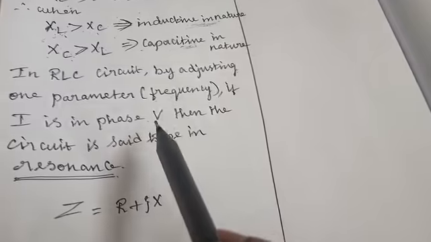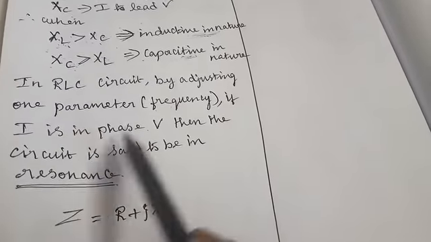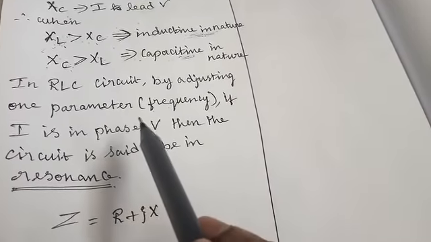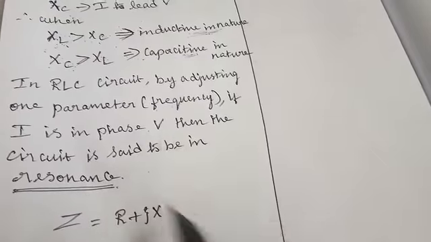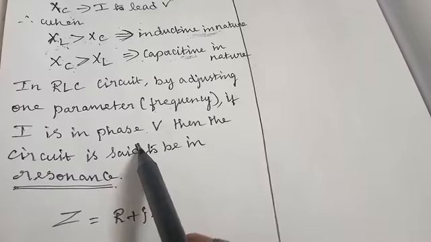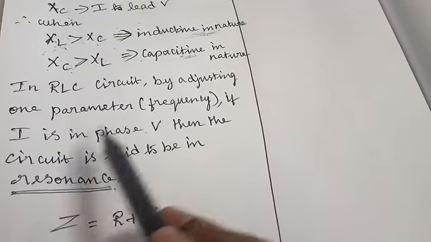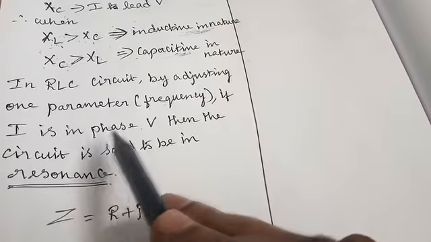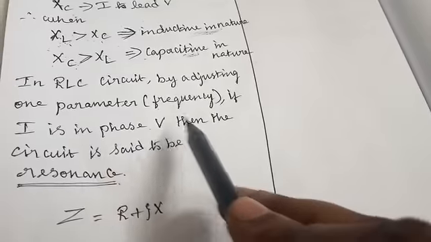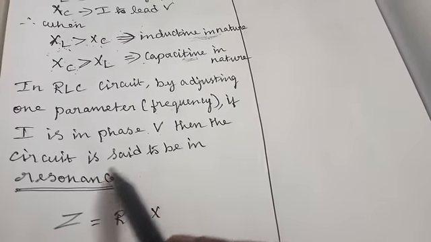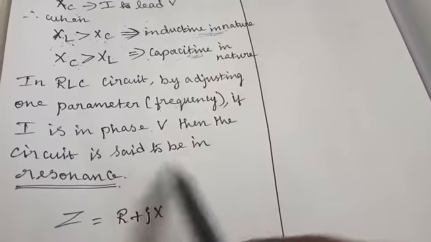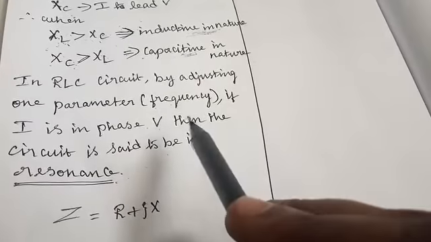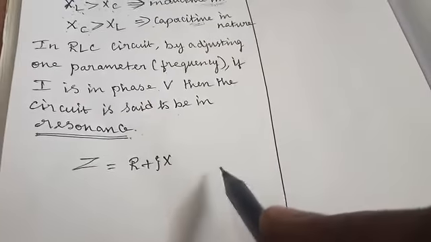ஒரு ஆர்எல்சி சர்க்கியூட்டில் கரண்ட் எப்போ வோல்டேஜோட இன் ஃபேஸில் இருக்கோ அப்போ அந்த சர்க்கியூட்டை ரெசனன்ஸ் சர்க்கியூட்டுன்னு சொல்கிறோம். So the thing is resonance is nothing but where my current will be in phase with voltage in RLC circuit. அப்போ அந்த சர்க்கியூட் ரெசனன்ஸில் இருக்குன்னு சொல்லலாம். இது எப்படி அச்சீவ் பண்ணுறதுனா, by adjusting the frequency, we will see that one by one. We will see in steps.